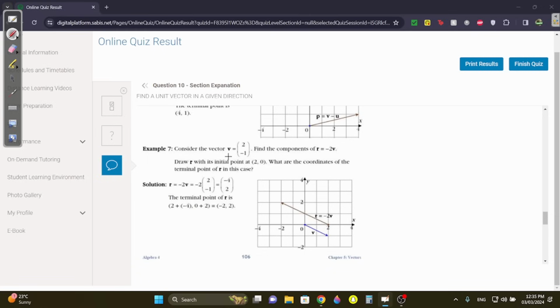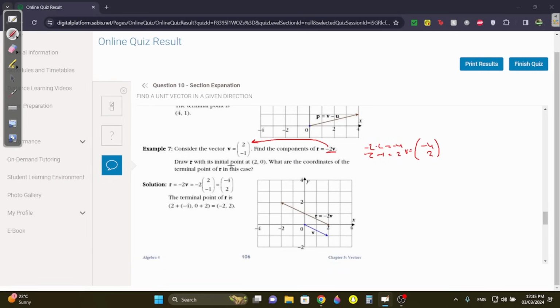Consider the vector v is 2, minus 1. Find the components of r equals minus 2v. Minus 2v. What does that mean? You distribute the minus 2. Minus 2 times 2 equals minus 4. And minus 2 times minus 1 equals 2. Okay, so you get minus 4, 2 as your vector r.